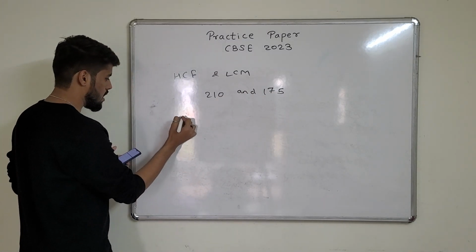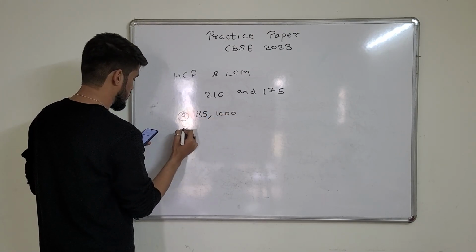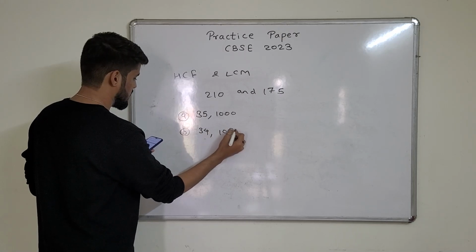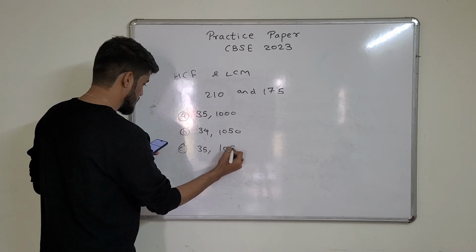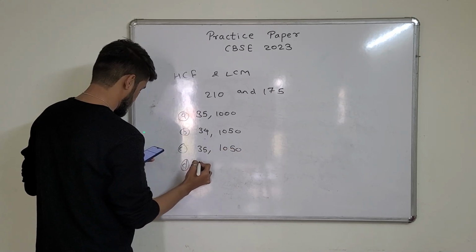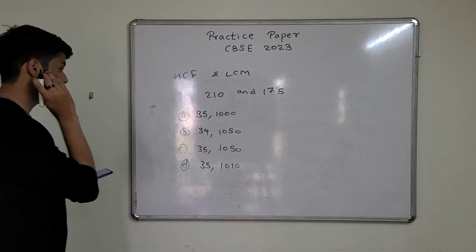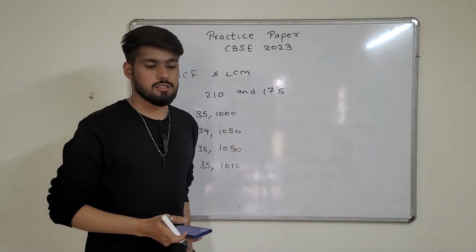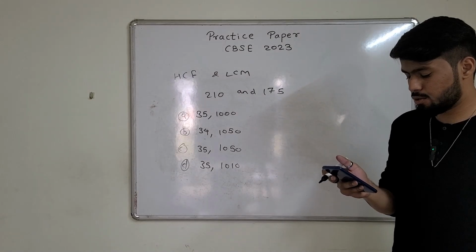The options you have are: option A is 35, 1000. Option B is 34, 1050. Option C is 35, 1050. Option D is 35, 1010. So this is a very simple question. Just try it on your own and let me know the answer in the comment section. Let's head to the next question.